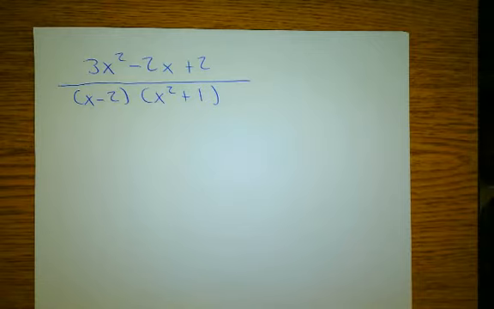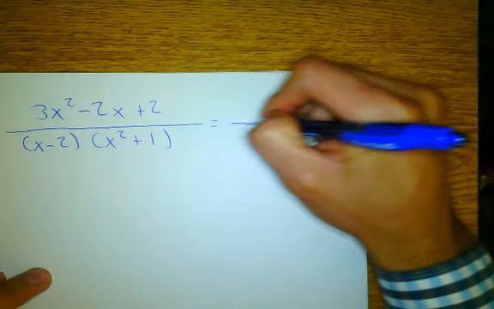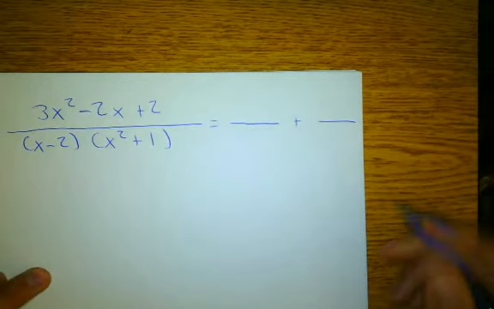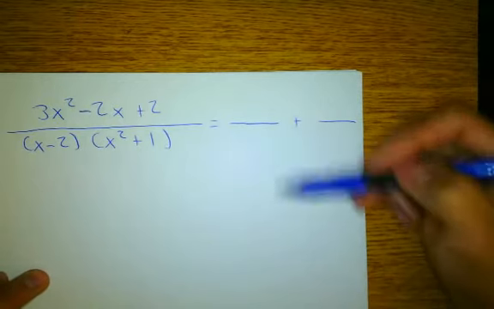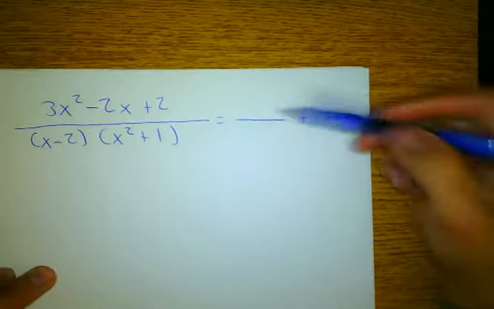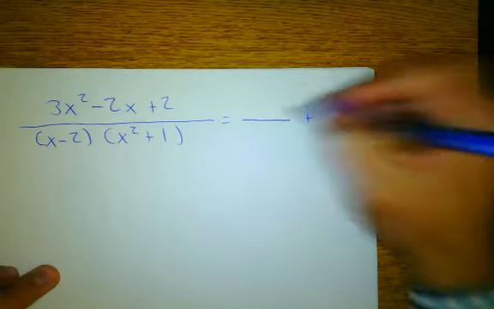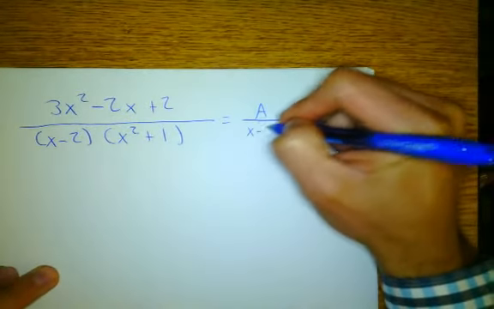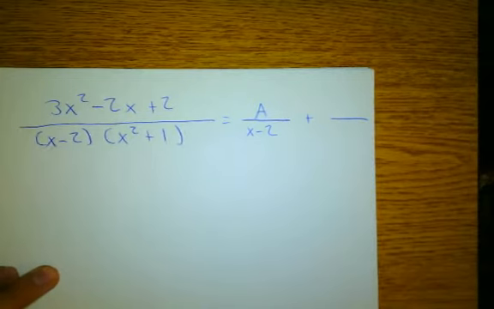So split it up into how many fractions? 2. Why? Because you have how many factors? 2. So this is going to split up into 2 factors in the form of what over what plus what over what. So in the first one, what do you want to do? A over x minus 2. Why is it only A? It's a linear, okay? And the next one will be what?